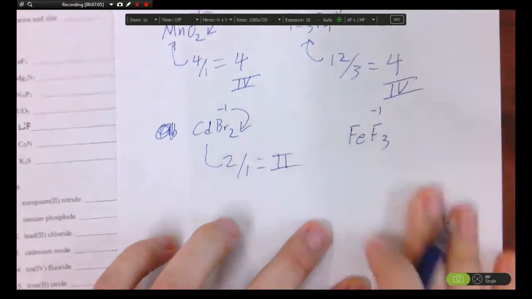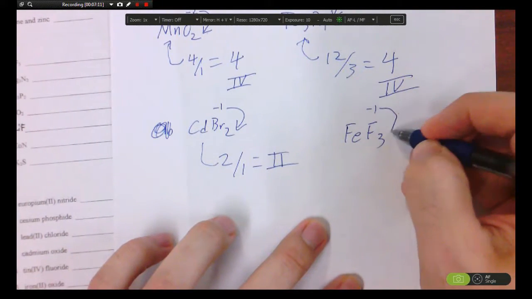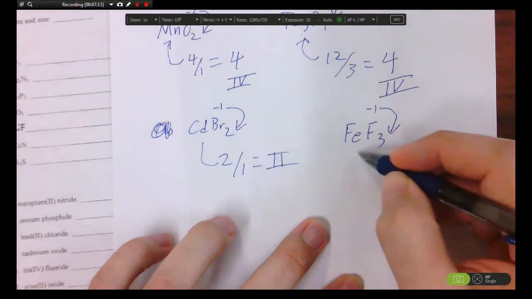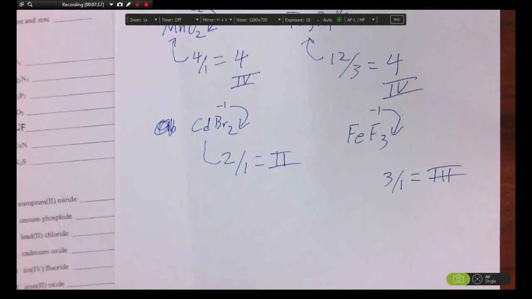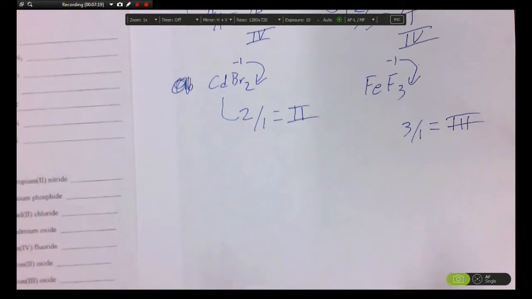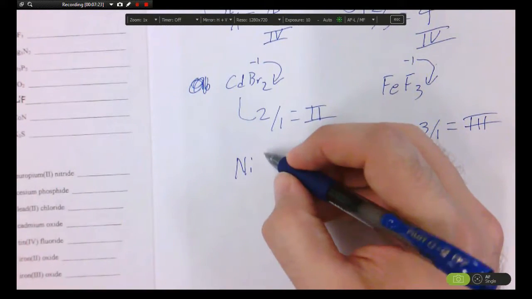No, you won't do it. -1. Drop sign. Multiply by 3. 3. Divide by 1. Every single time. I'll do one more. No, I'll do them all. No, I'm just doing one more.